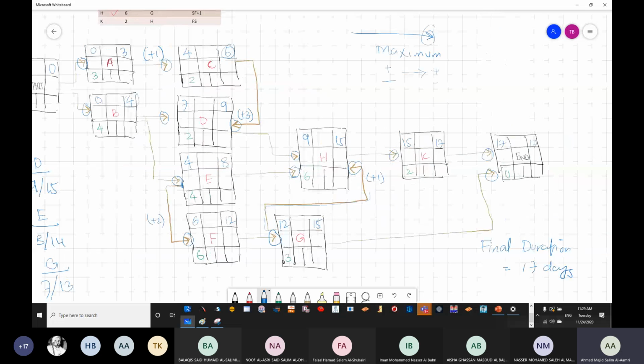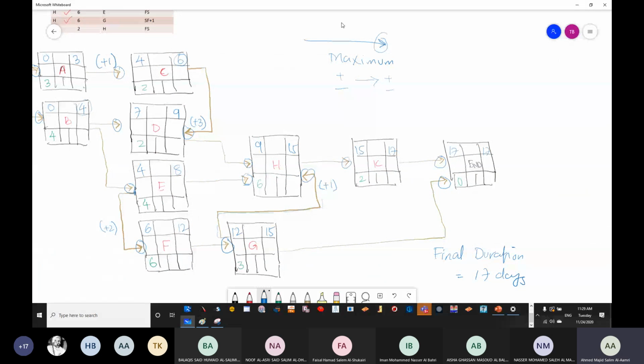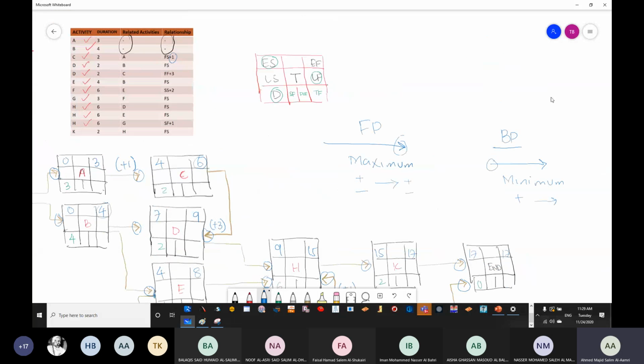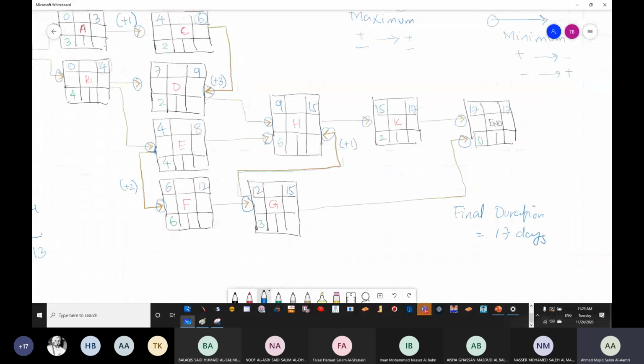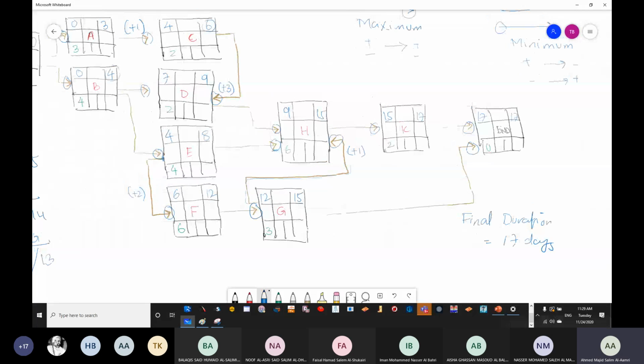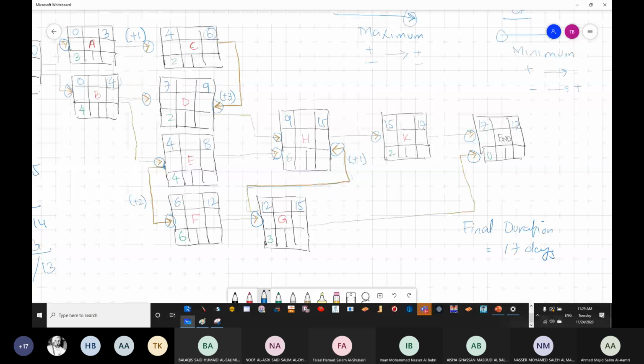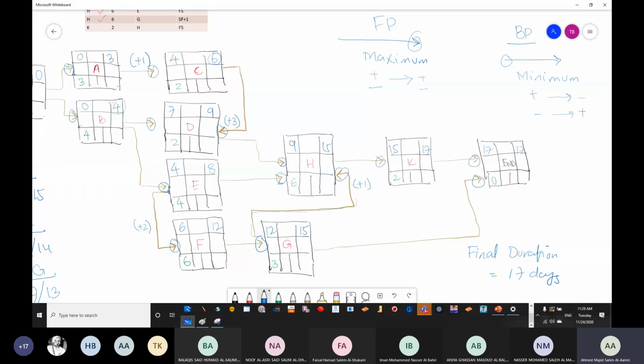Now, if you are returning, this is the forward path. If you are returning as the backward path, we said we are going to take the tail, we are going to take the minimum, and you are going to revert the sign. So if it's plus, you will take it as minus. If it's minus, you are going to take it as plus. The backward path is always the opposite of the forward path. Are we okay? That will be a little bit clearer when the other lecturer is going to solve it for you.